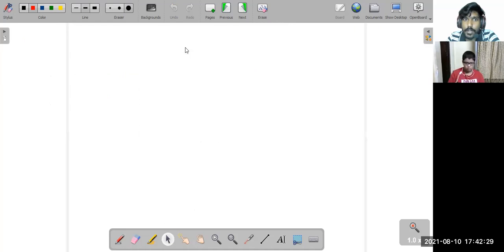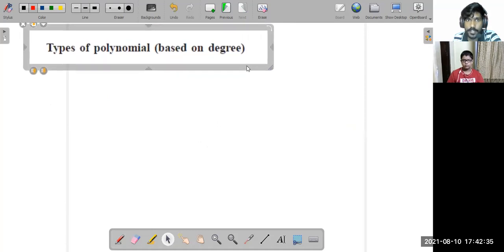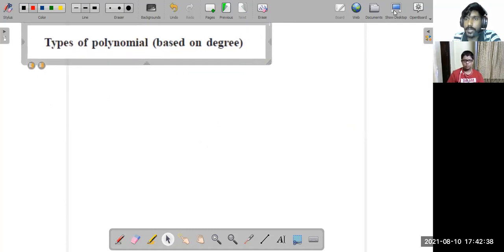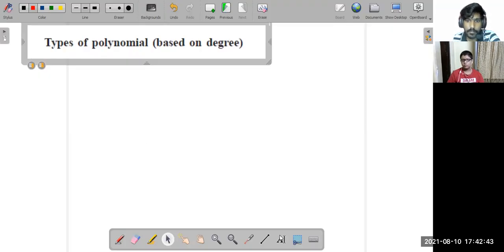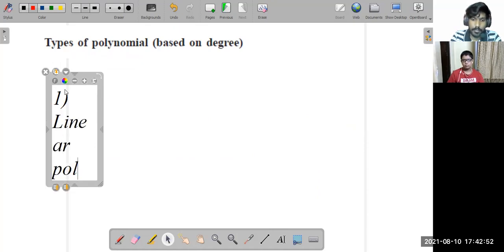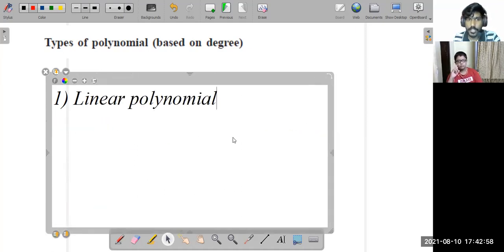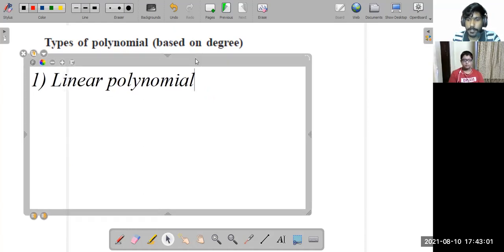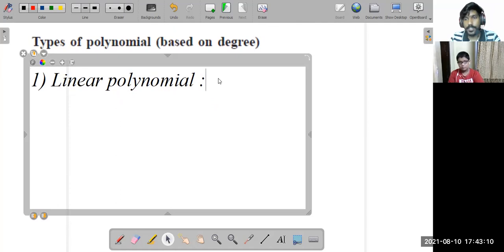Done. Now your new heading will be types of polynomial based on degree. Okay, first understand it. I'll give you time to write. So now what do you mean by based on degree? Based on degree, the first type we call linear polynomial. Okay, based on degree, the first one is linear polynomial. What do you mean by linear? Straight. Straight line. Yes, correct. Linear means something that is straight.